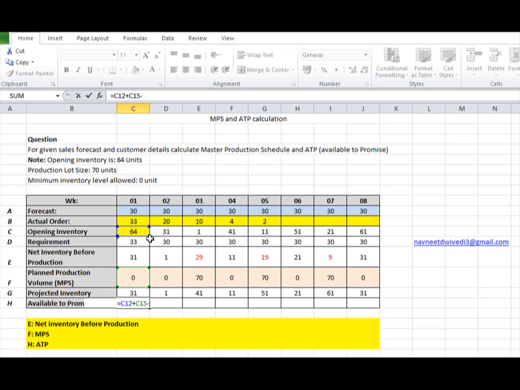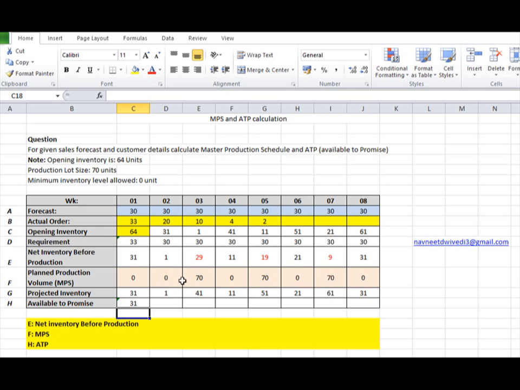So minus week 2 and week 3. So the available ATP for this week is 31. That is, we have an excess of 31 quantity with us, which our sales or marketing department can sell in the market. This is extra quantity that we can fulfill apart from our MPS requirement.